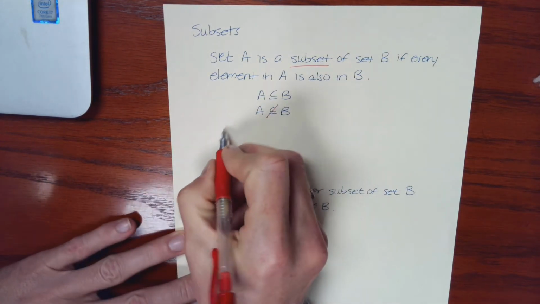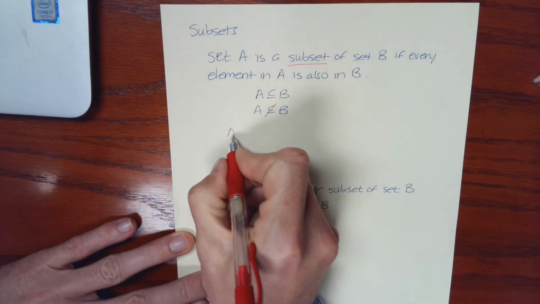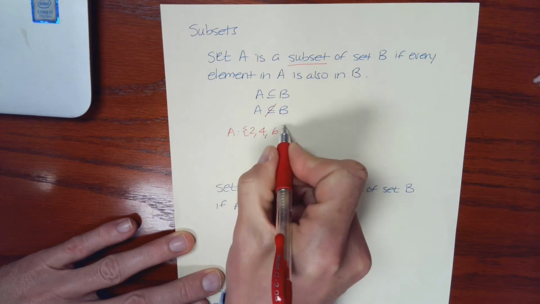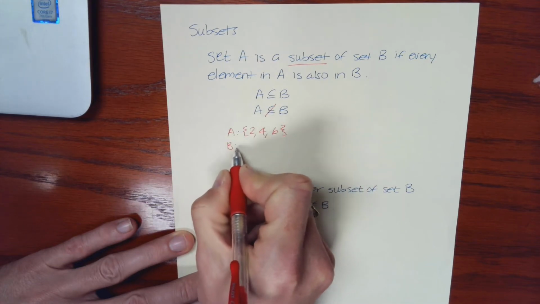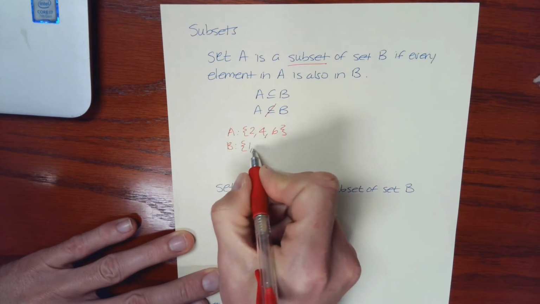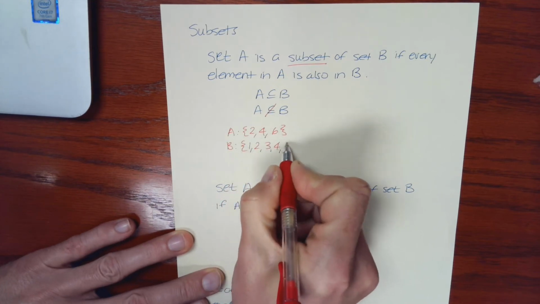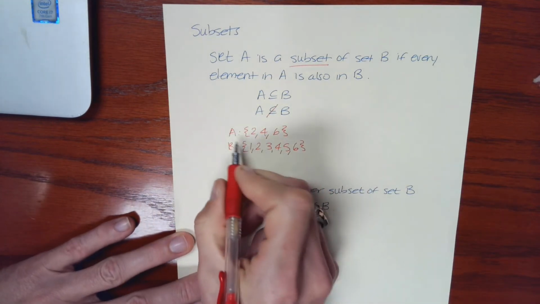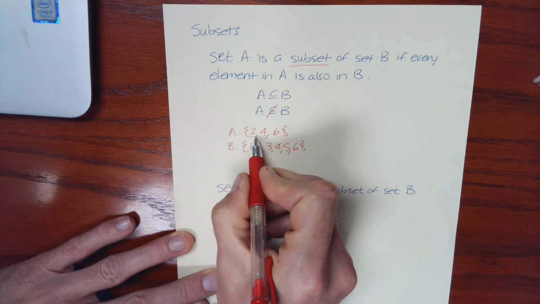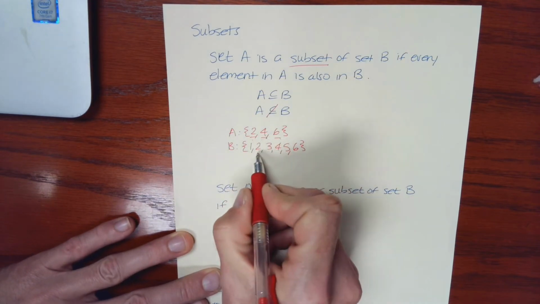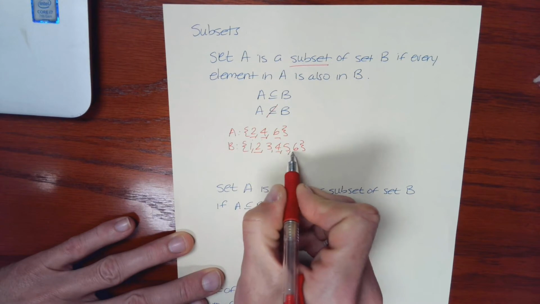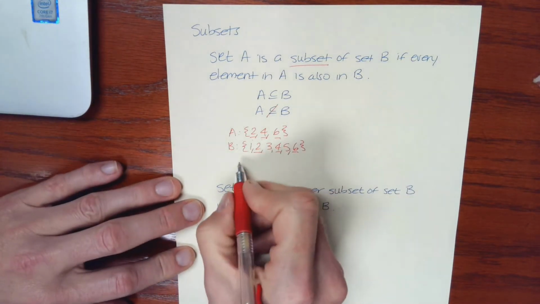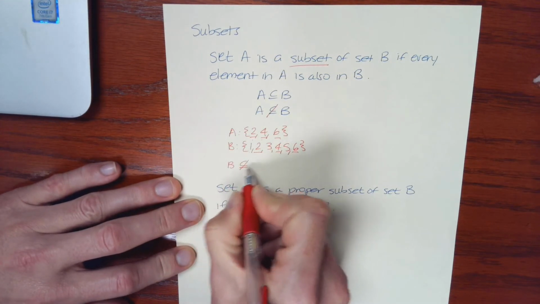So let's say that we have A defined as 2, 4, and 6, and B is 1, 2, 3, 4, 5, and 6. Then we can say definitely here A is a subset of B because each element in A, 2, 4, and 6, are also here in B. B just happens to have additional elements. So A is a subset of B, but we could also say B is not a subset of A.